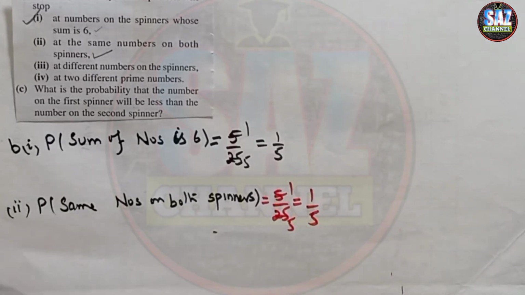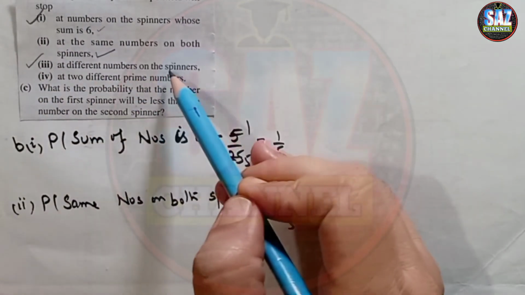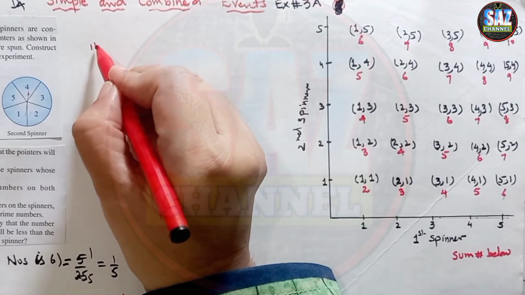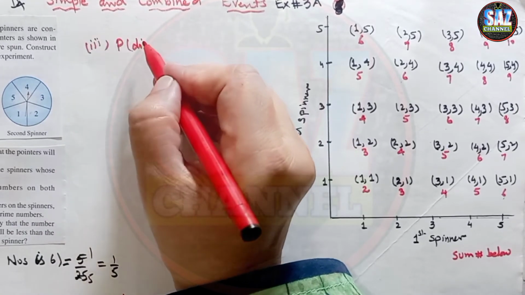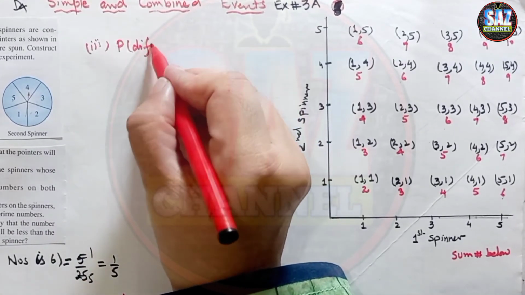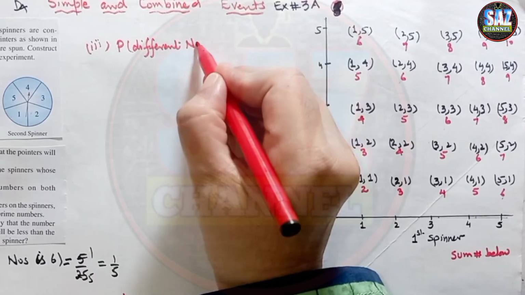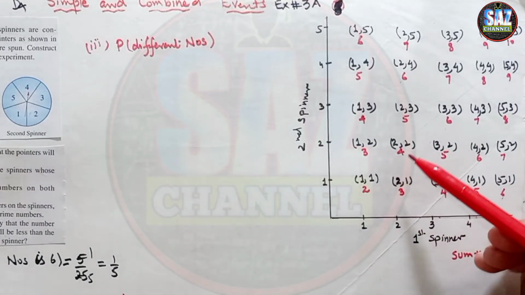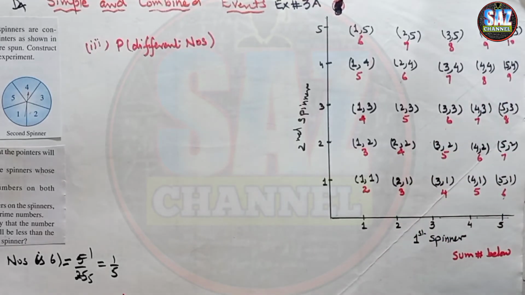I hope this part is clear to all of my students. Coming to the third part, add the different numbers on the spinners. Probability of different numbers. Okay, so if we can see that out of 25 chances we are getting 5 chances where we are getting the same number, so different numbers will be the 20 choices.